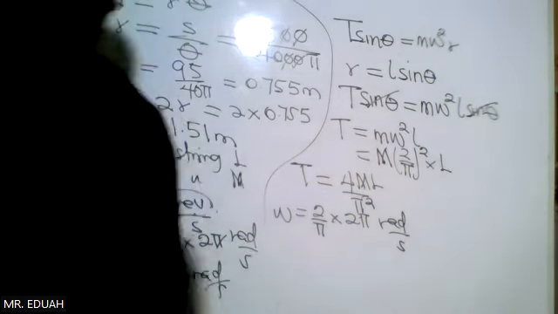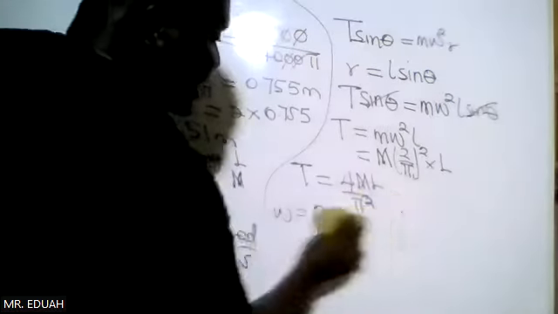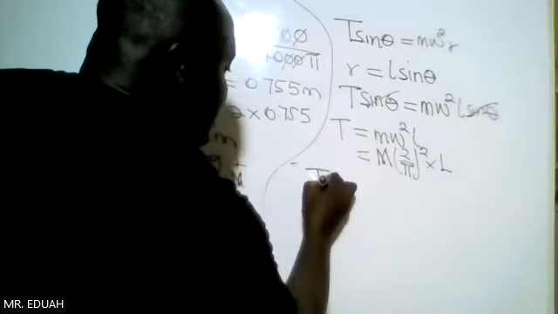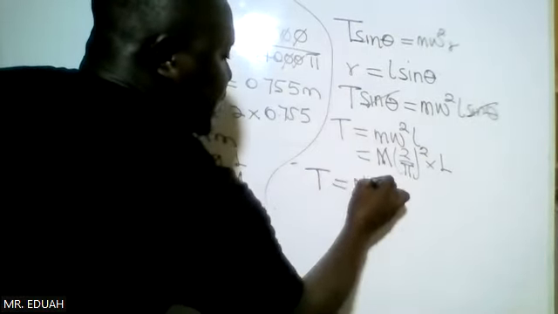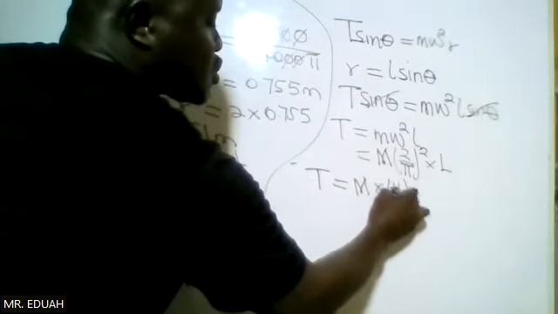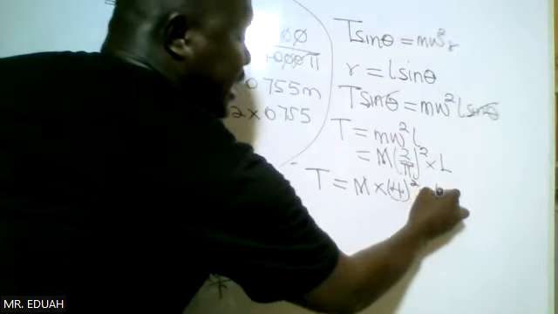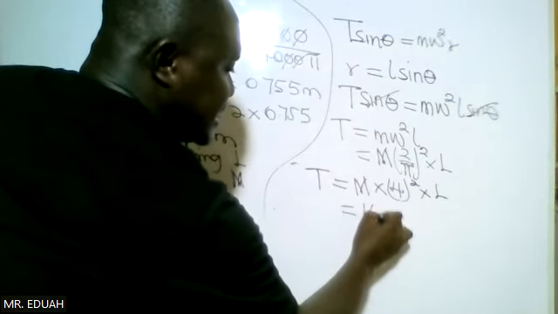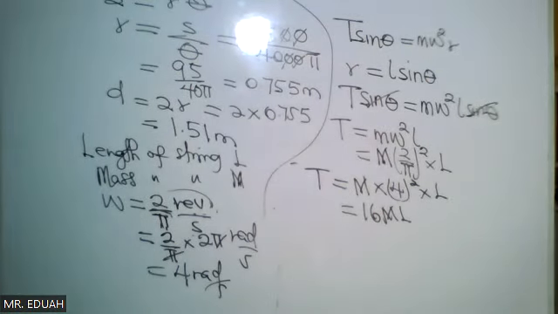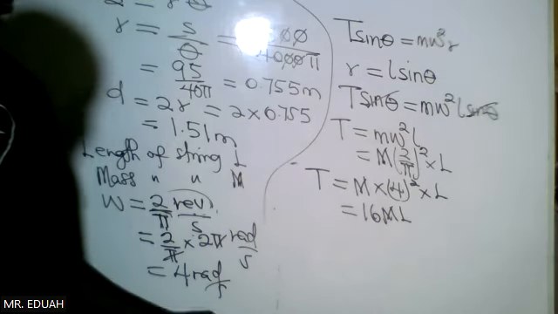And so therefore the tension T is equal to M times, we changed this and we had 4, so 4 squared times L. Therefore, 16 mL is the tension in the string. So it is option D. The answer is option D.